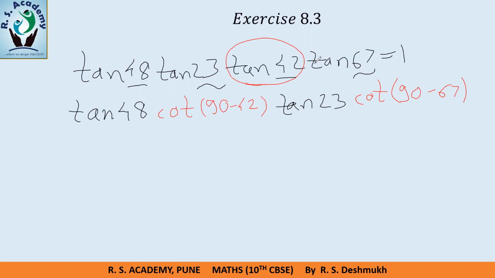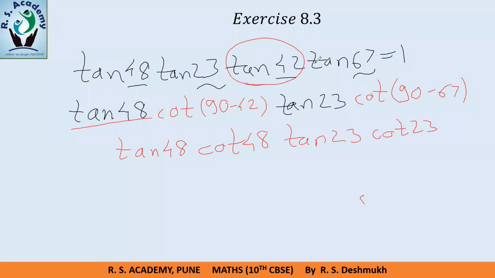Now you can observe, this is tan 48 and this is cot 48. So this tan 48 into cot 48, this is tan 23 into cot 23. But we already know tan theta is equal to 1 upon cot theta, isn't it? So what will happen? Instead of tan, I can put 1 by cot. So this will become 1 upon cot 48.